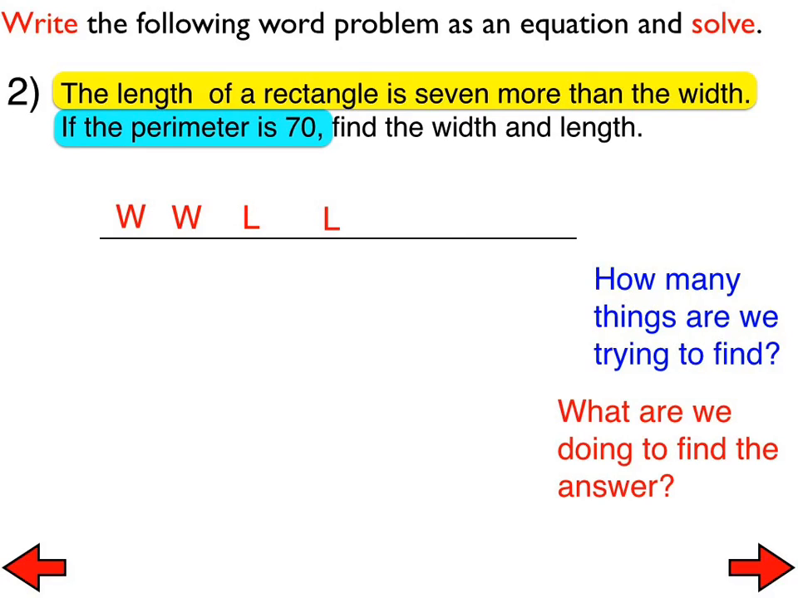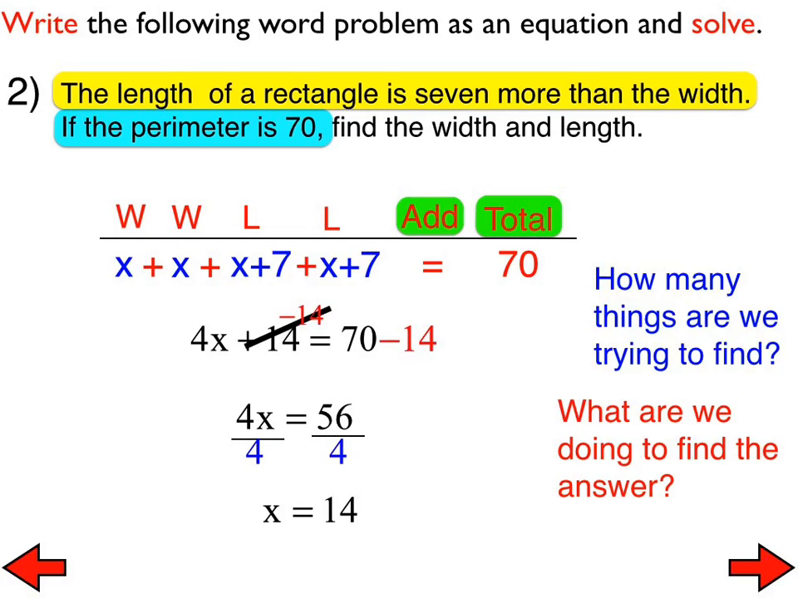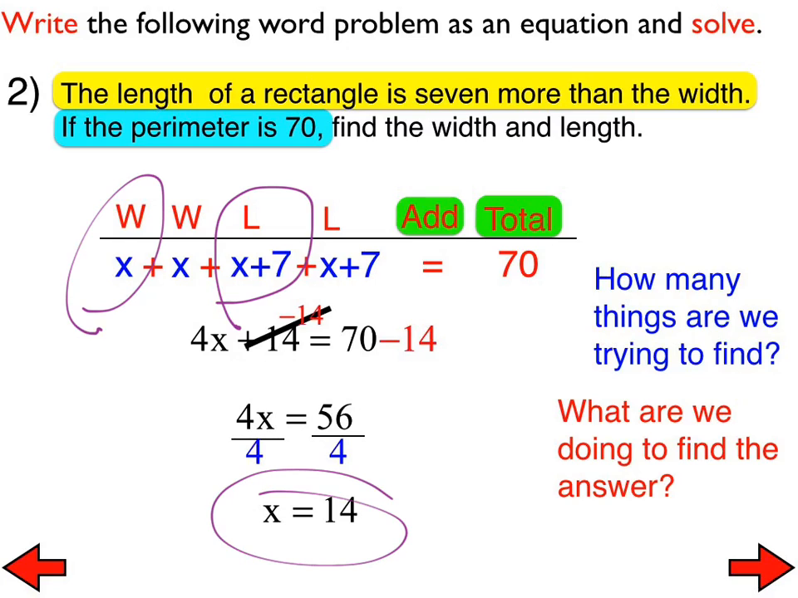If we do that, then we make sure that the first thing is x. So both of our widths are x. The first sentence tells us that the length is 7 more than that. So if the width is x, that makes both lengths x plus 7. And we make sure we've got all four sides taken care of here. We add those four sides up, and that's supposed to be equal to 70. Combine like terms, subtract 14 from both sides. Divide both sides by 4. X equals 14. What does that mean in the context of this problem? Well, it means that the width is 14. The length will be 7 more than that, so the length is 21.